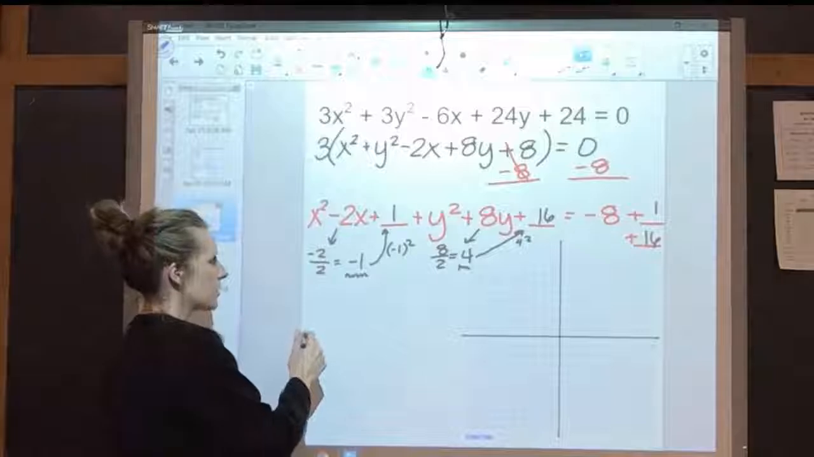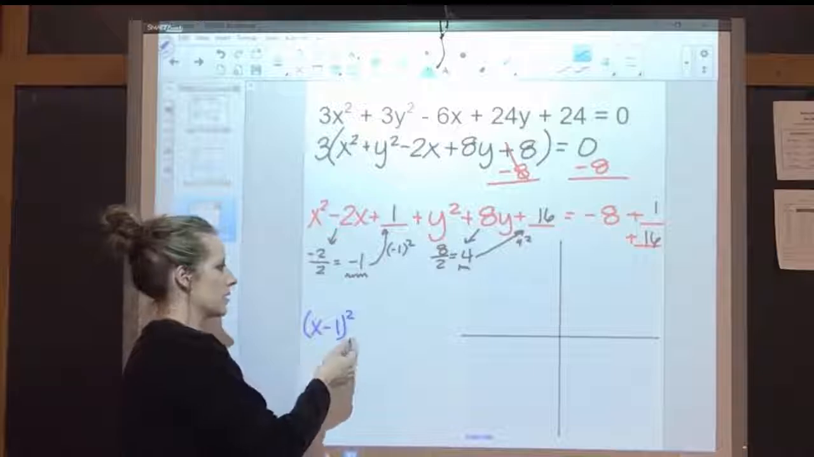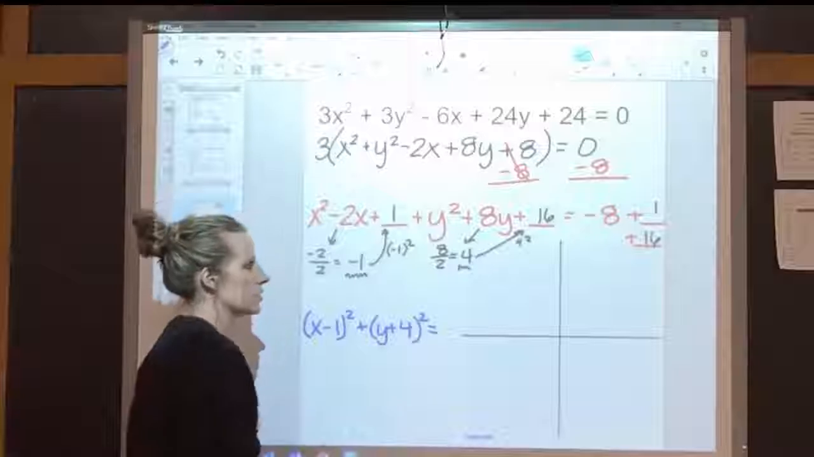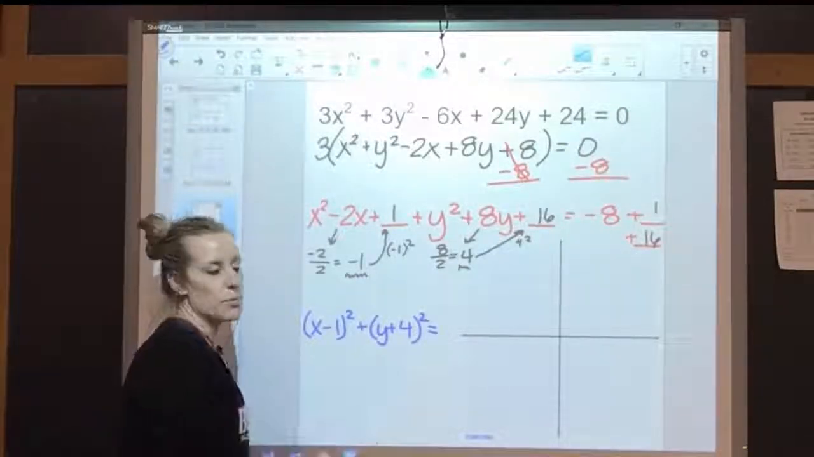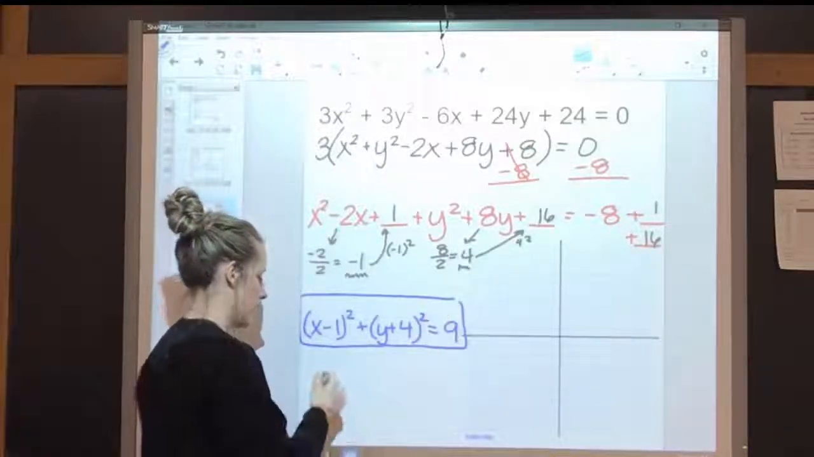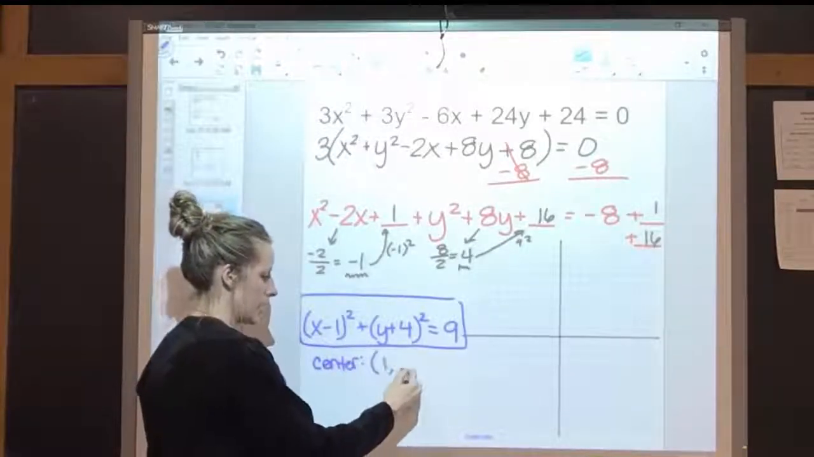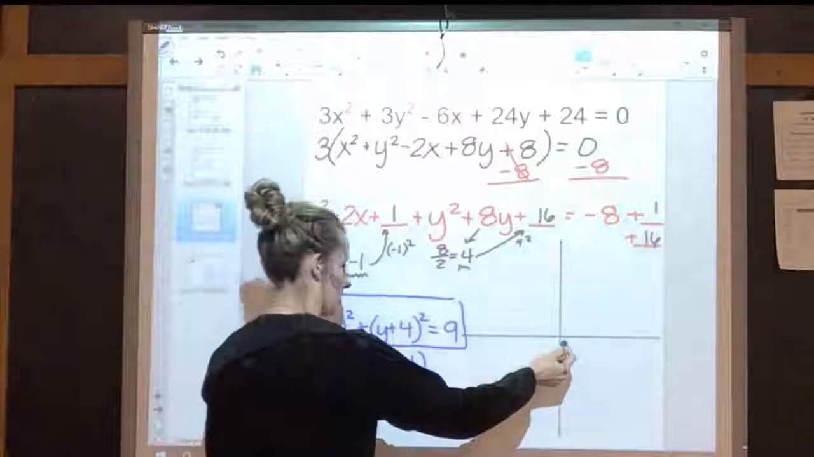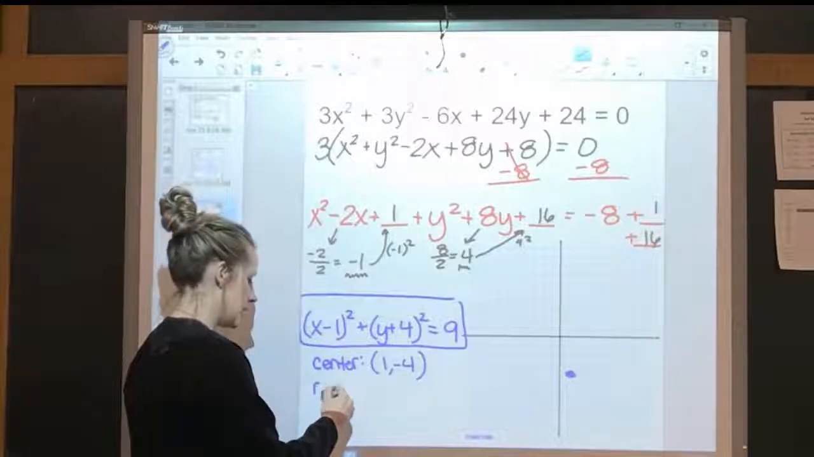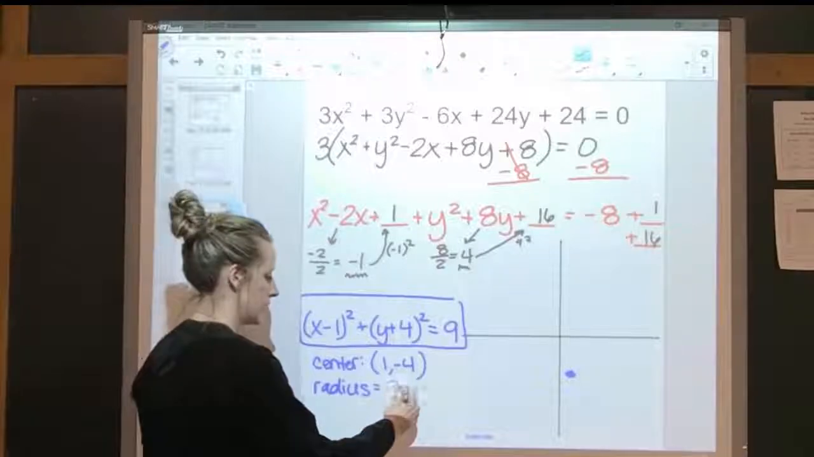All right, so in factored form, it would be x minus 1 squared. I'm going to take that number I underlined, plus y plus 4 squared equals, and if you add those up on the right side, you should get 9. Okay, so our center is going to be positive 1, negative 4, and you can plot that point. 1, negative 4. And our radius, we're going to take the square root of whatever it equals. So square root of 9 is 3.